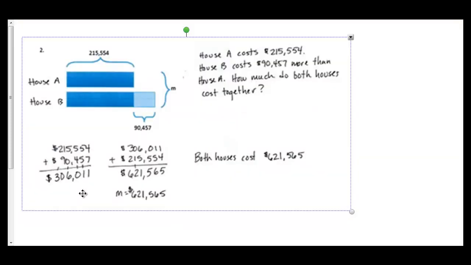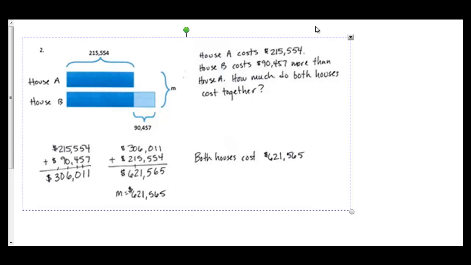Okay, this is an example of a problem that you may have written. This is not the only answer. You may have written something completely different. But I went ahead and labeled the first one as House A and the second one as House B. And I said that House A costs $215,554. House B costs $90,457 more than House A. How much do both houses cost together?